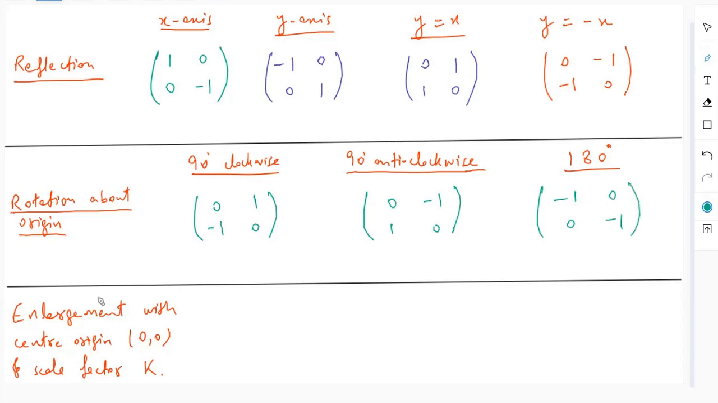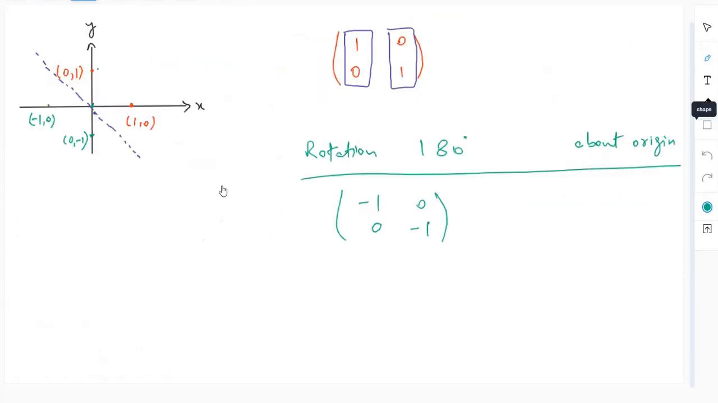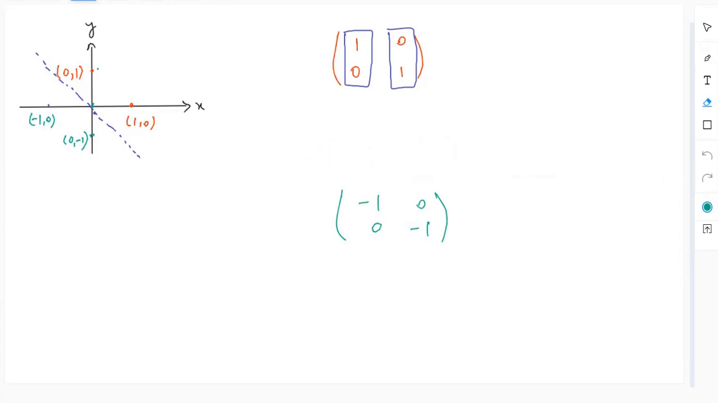All right. Now finally we've got enlargement with center origin and scale factor K. So let's think about this now. Enlargement कैसे करेंगे? We've discussed rotation, we've discussed reflection, and we've discussed rotation. Now let's see what happens in enlargement. Again, you will be taking those same points, 1 0 and 0 1, the identity matrix. That's what you're using here as well. But now let's do a particular example here.